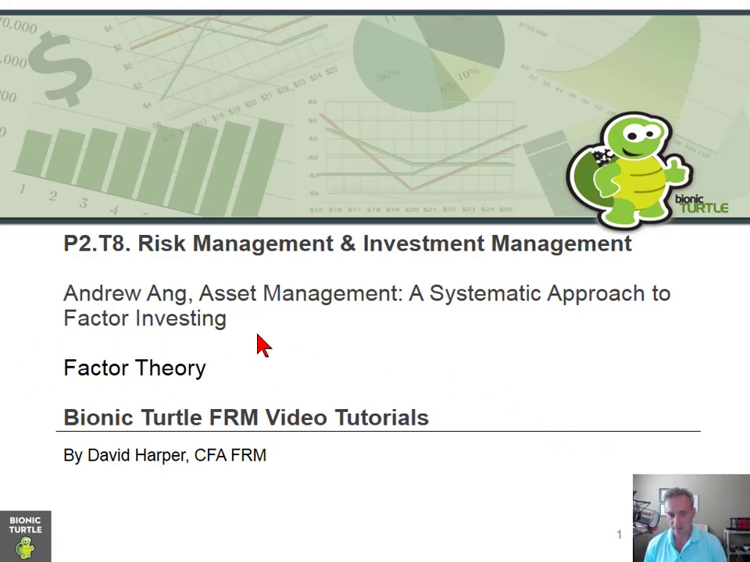Hello, this is David. Let's take a look at the first chapter in the textbook by Andrew Ng, Asset Management: A Systematic Approach to Factor Investing. And the first chapter that's assigned here in topic 8 is Factor Theory, so that's chapter 6. I think this is an excellent book.